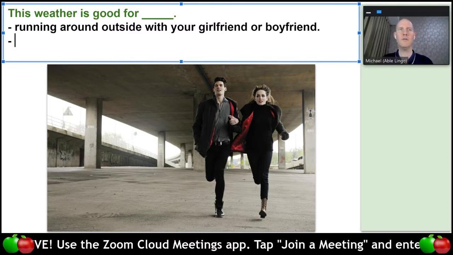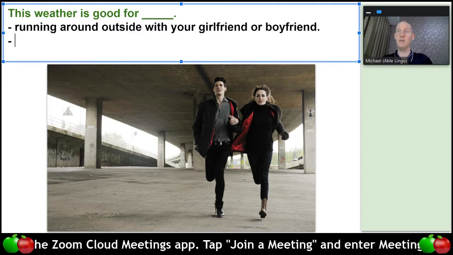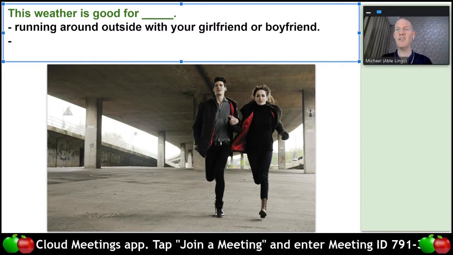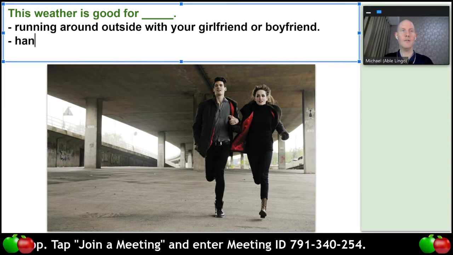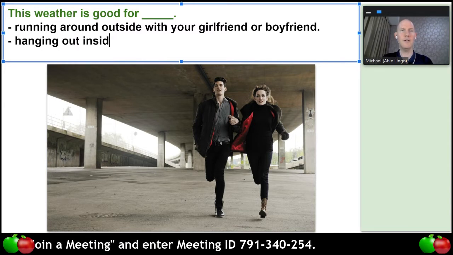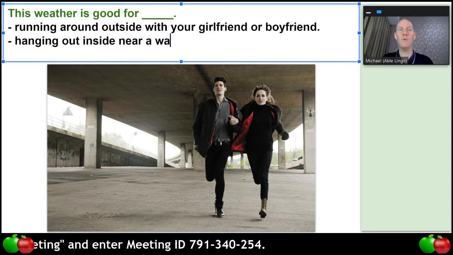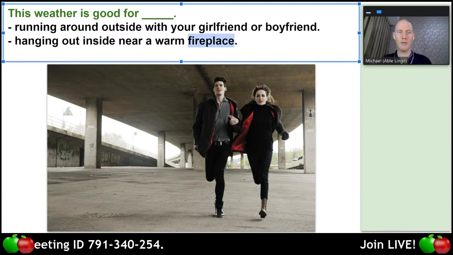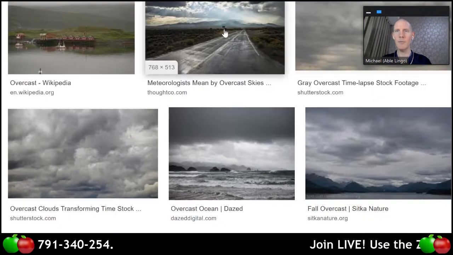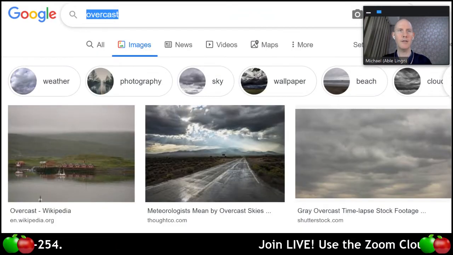Okay, so this weather is good for, we could say, hanging out near a warm fireplace. That's not bad. Hanging out inside near a warm fireplace. And when we talk about a fireplace, we're talking about something like this.